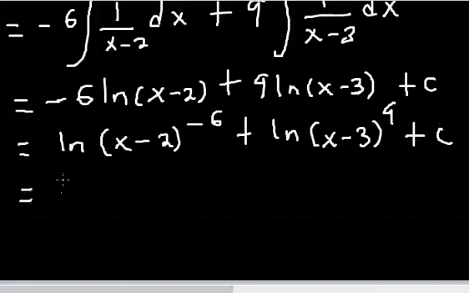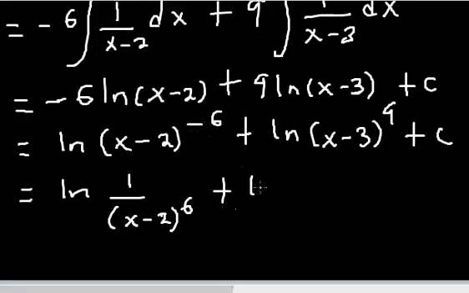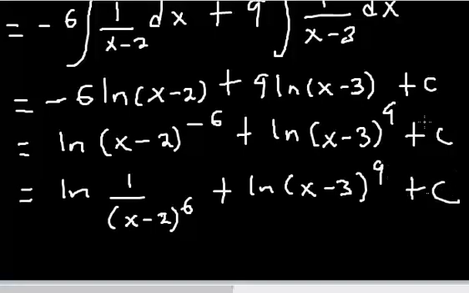So this is ln of 1 all over the reciprocal. Remember reciprocal? This is the reciprocal, 1 all over x minus 2, then raised to the power 6. By reciprocal, the minus disappears. Then plus ln of x minus 3 raised to the power of 9, then plus c.